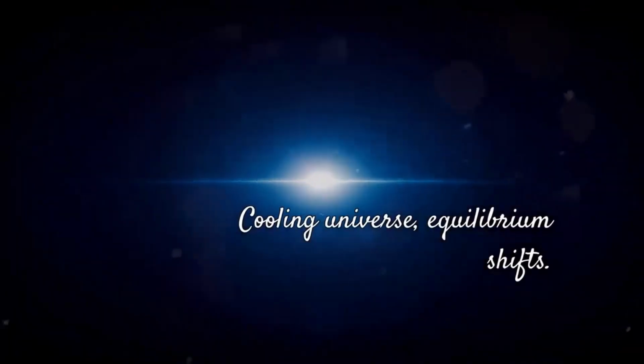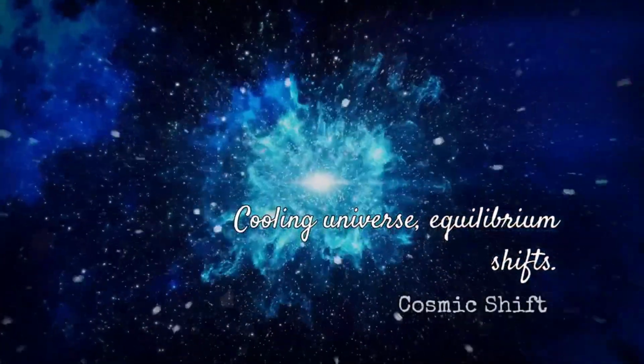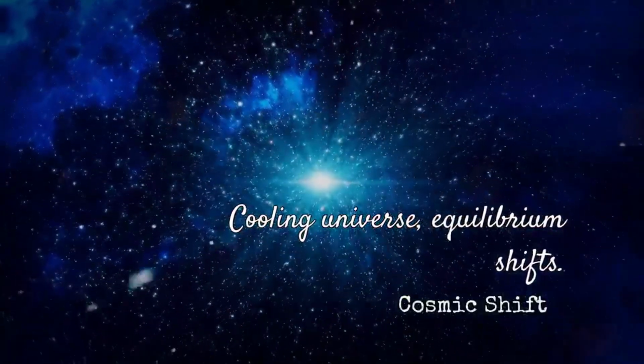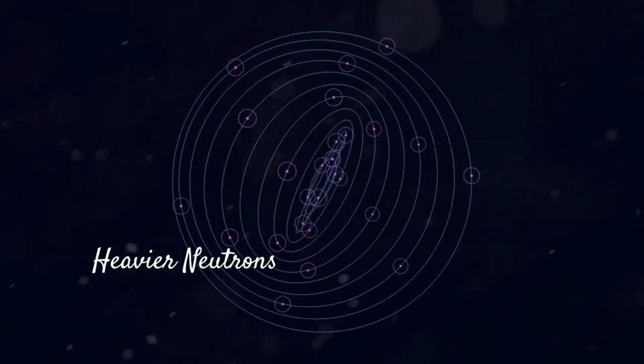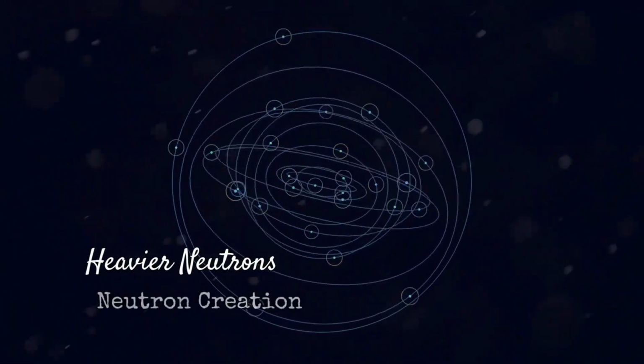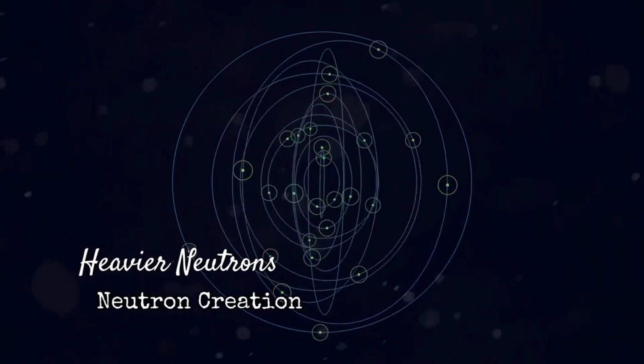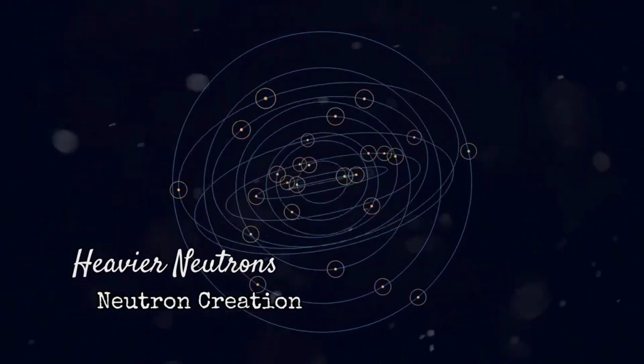However, as the universe cooled, this equilibrium began to shift. The formation of protons became slightly favored over the formation of neutrons. This shift was due to the fact that neutrons are slightly heavier than protons. Therefore, more energy was required to create a neutron than a proton.